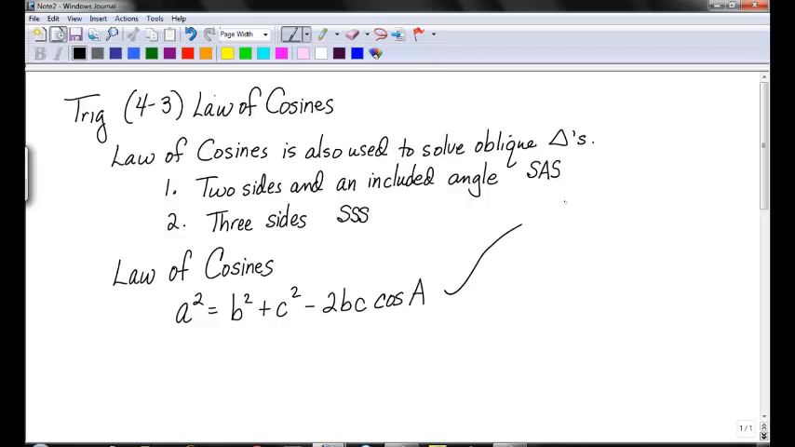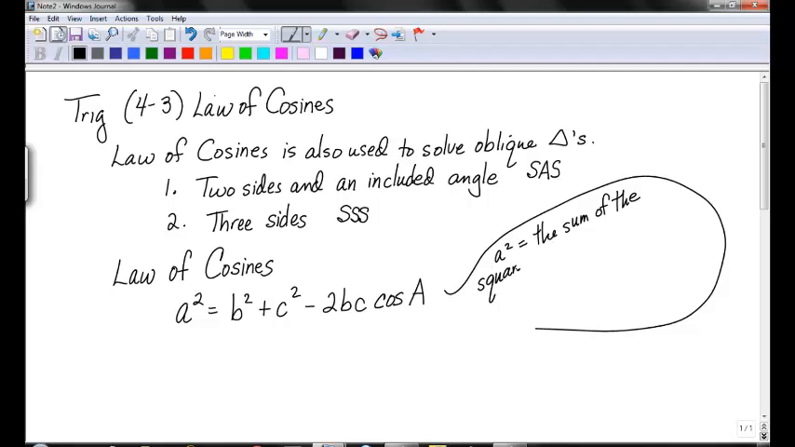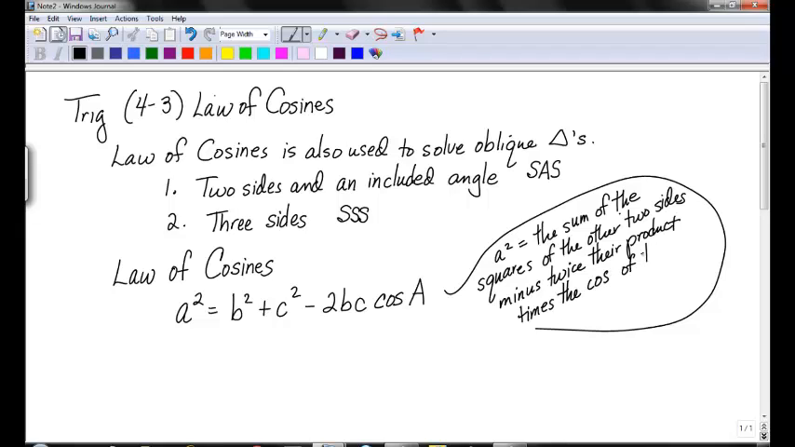You may want to write that out. A squared equals the sum of the squares of the other two sides, minus twice their product, times the cosine of the included angle.